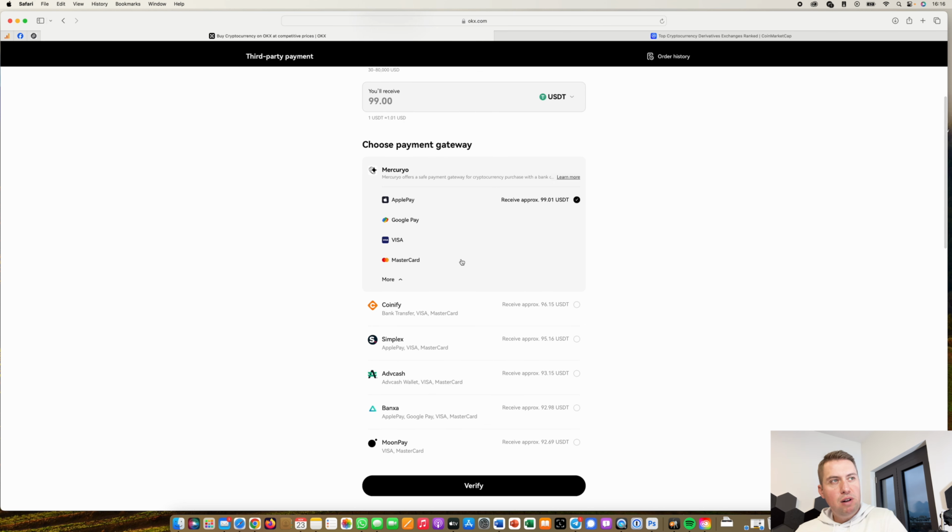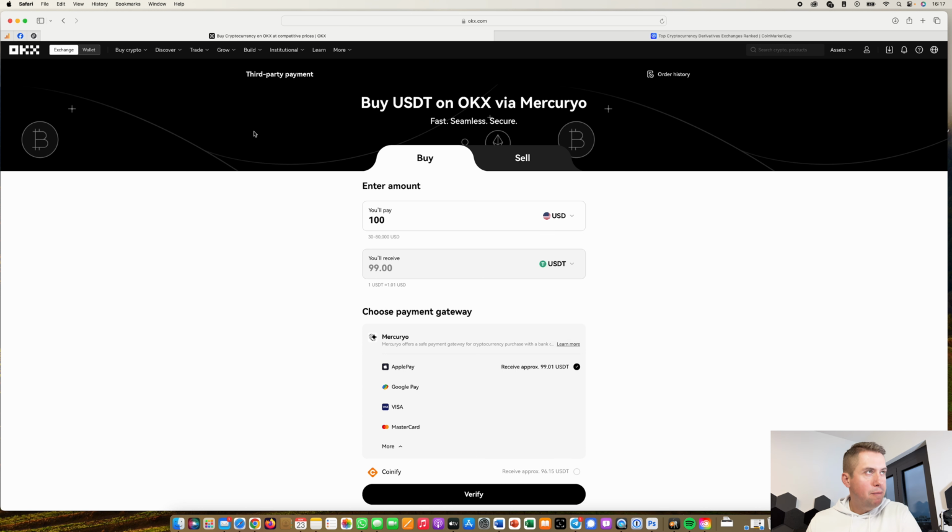So it's really best if you use OKX just with cryptocurrencies that you deposit there if you want to save on fees. Otherwise, you are paying like a 4% fee. So that's basically it in terms of depositing money there.